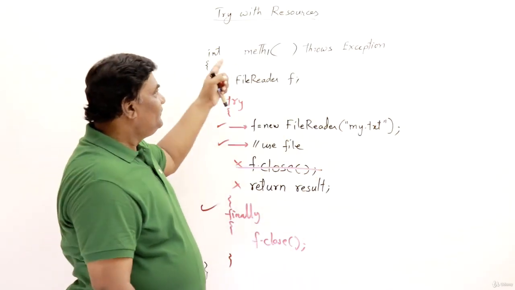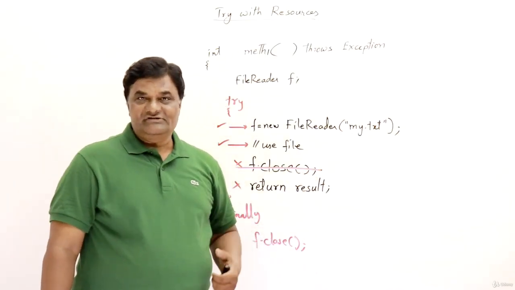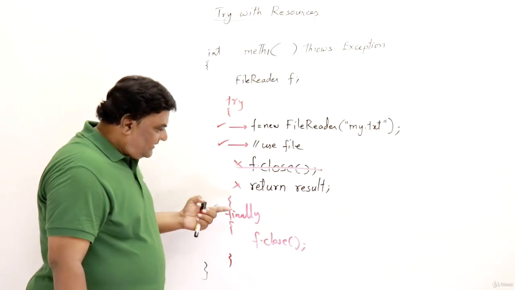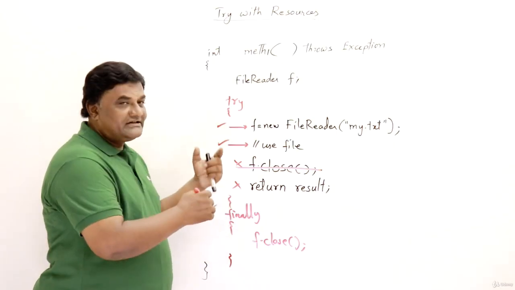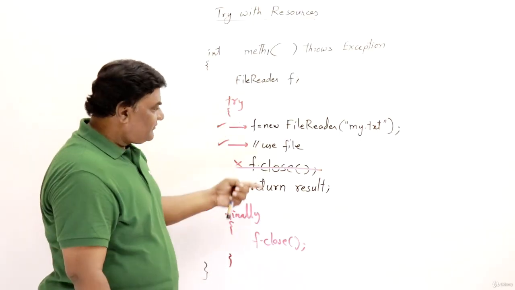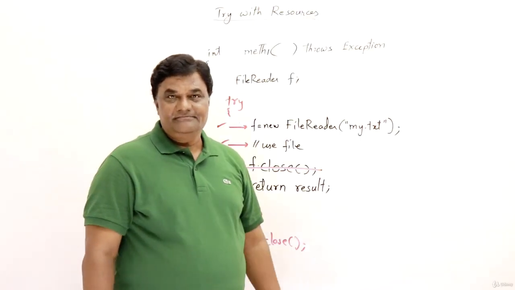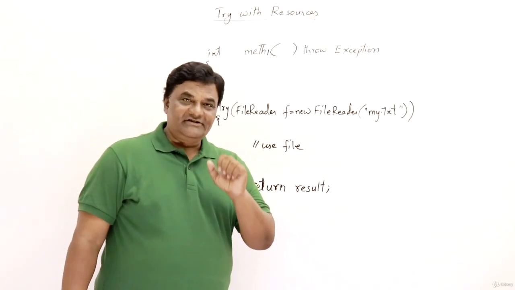Now we will see the new feature, that is try with resources. So we can avoid finally. Without having finally, we can just close the resources. So I will change the program and I will show you once again. Now let us look at try with resource.